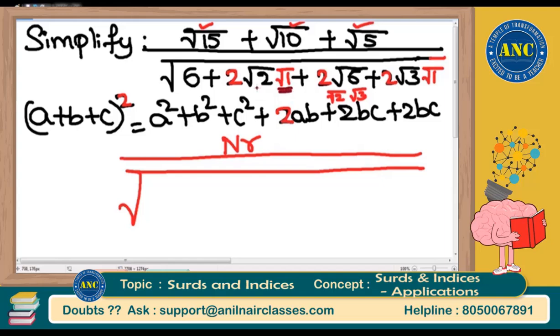Now if I do like this, can I say that A value is nothing but root 1, B value is nothing but root 2, and C value is nothing but root 3. Check it out if you want. A square plus B square plus C square is 1 square plus root 2 whole square, which is 2, plus root 3 whole square, which is 3. 1 plus 2 plus 3 is nothing but this constant term 6, right?